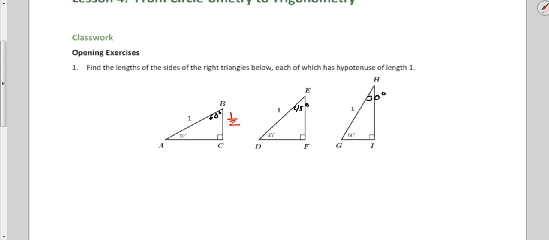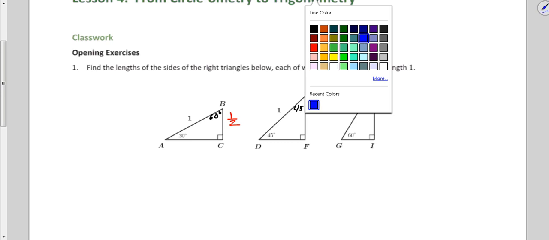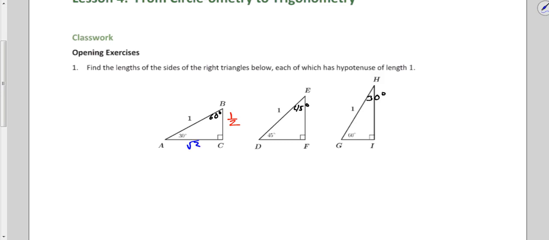Okay. What was this other side in our notes? Jasmine. Square root of 3 over 2. I'm going to do that in blue. Okay. What about, let's skip the one in the middle. Let's go over here. What's this side length here, Taylor? Square root of 3 over 2.